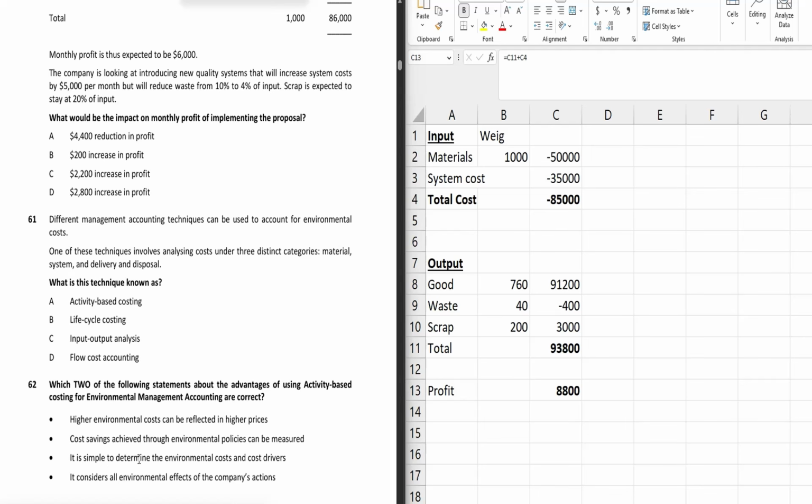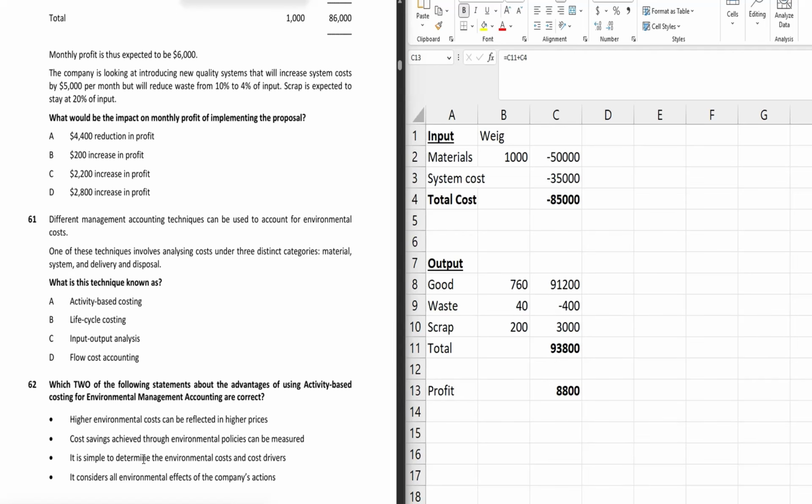It is simple to determine the environmental cost and the cost driver. No, it is a very challenging task to identify the cost driver of environmental cost, because it's purely judgmental. According to your judgment, it could be different. According to my judgment, it will be very different, and it is a very challenging task to identify the cost driver. So obviously, it is not simple.